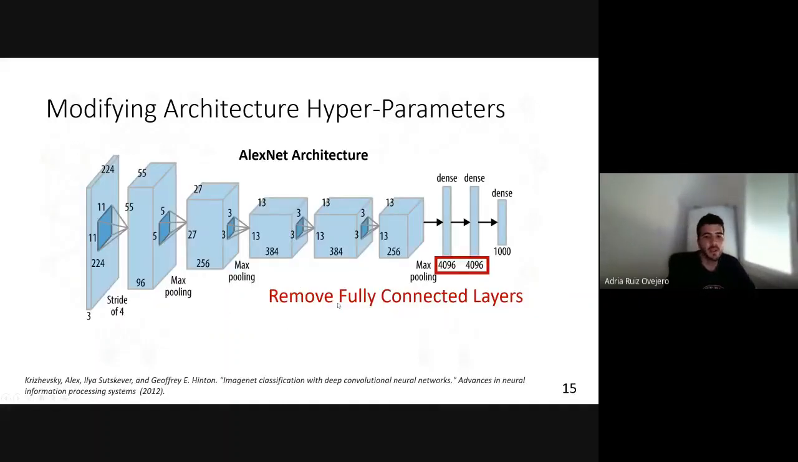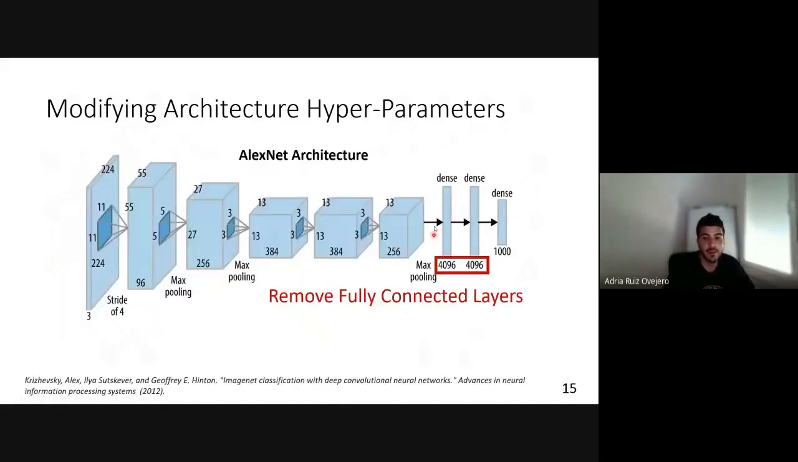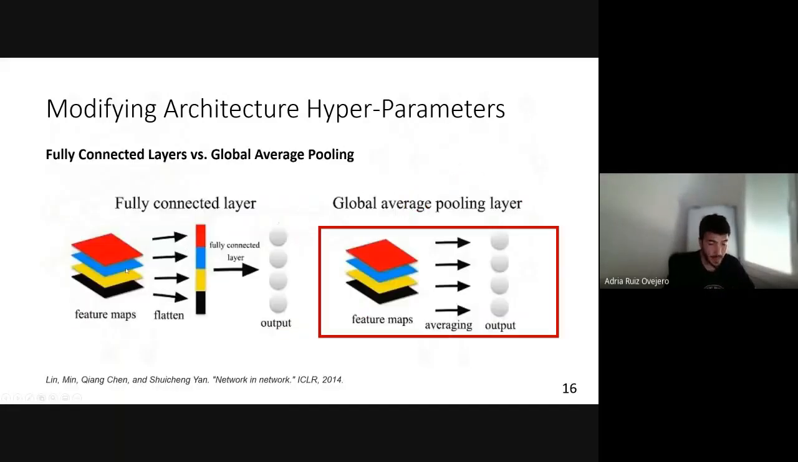So other things that we can do, well, we can remove fully connected layers, which usually have a lot of parameters. And for that, we can use the notion of global average pooling. Basically, in the convolutional neural network, after the last feature map, you have a fully connected layer, and this fully connected layer is connected to all the inputs. So these feature maps in the last layer are flattened, and then a fully connected layer is used to obtain the final output.